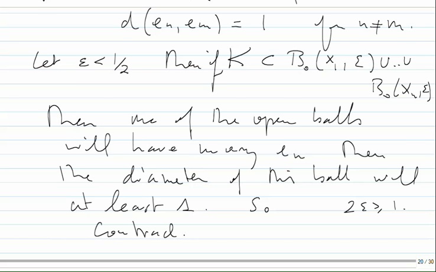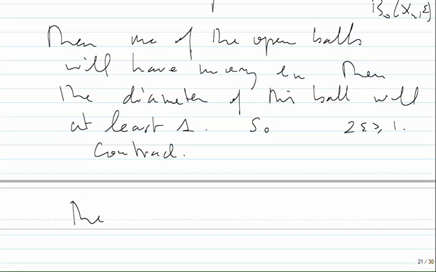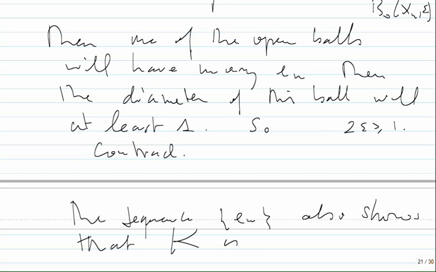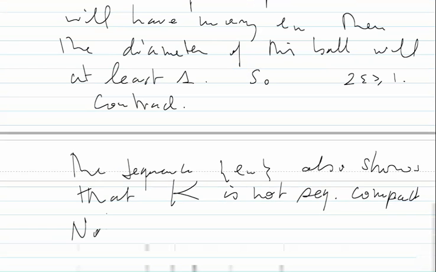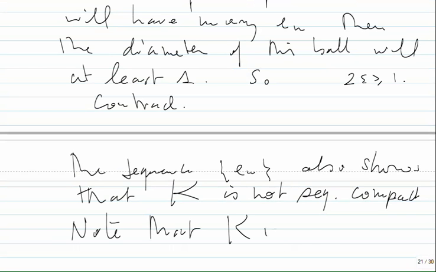Also, since this is a 1-separated sequence, K is not sequentially compact. So here, the sequence En also shows that K is not sequentially compact. Note that K is a closed subset of M. So you have a closed bounded subset of M that is not sequentially compact, therefore it's not compact and is not totally bounded, though it is bounded.